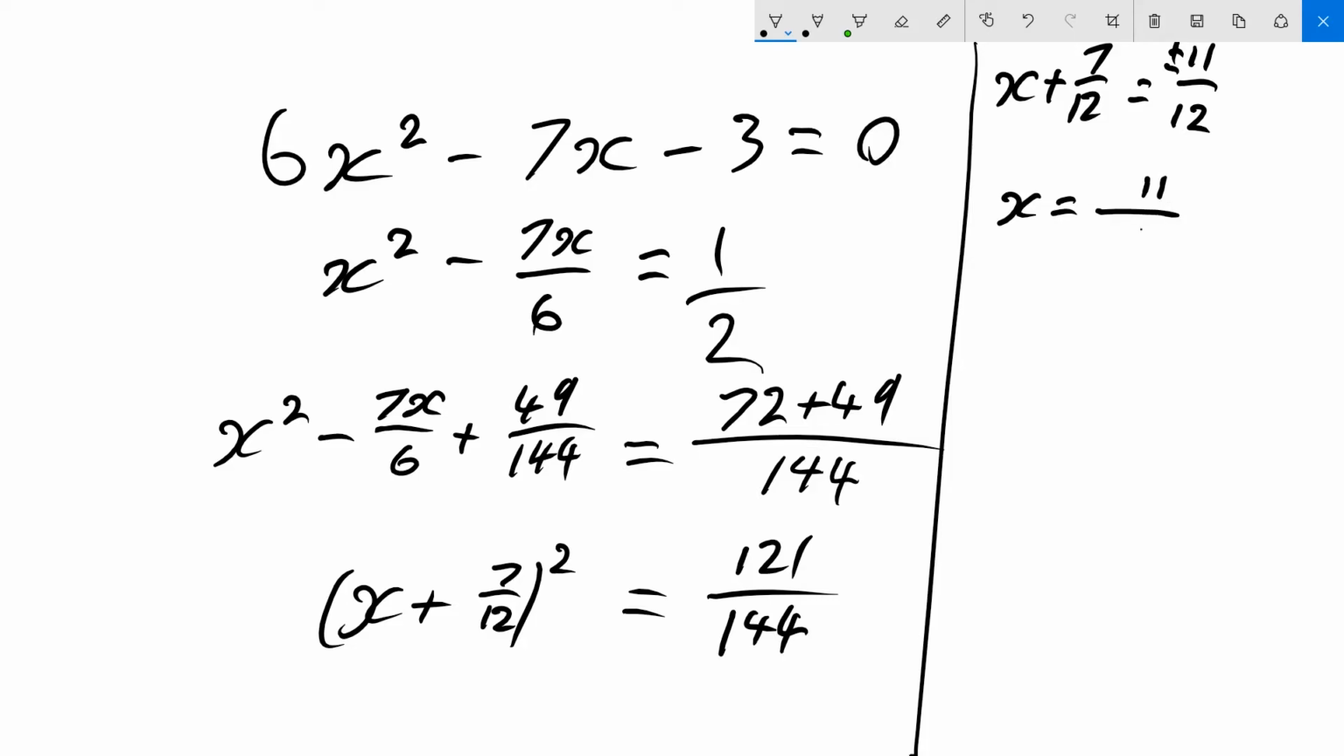So x now equals negative 7 over 12 plus or minus 11 over 12. Because we have the same denominator, I can just join the fractions together. So x now equals, let's start with plus. 7 plus 11, that's 18. 18 divided by 12 is the same as 3 over 2. Or, negative 7 minus 11, well, that's negative 18 divided by 12, that's negative 3 over 2.